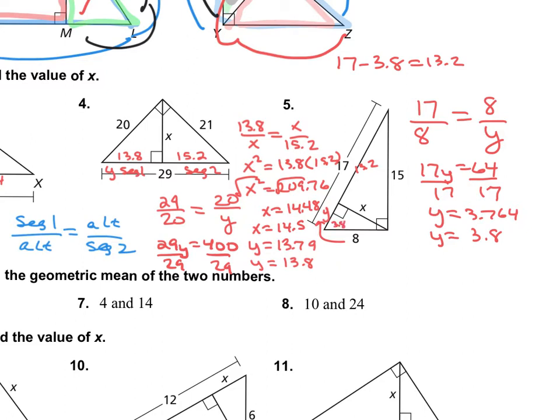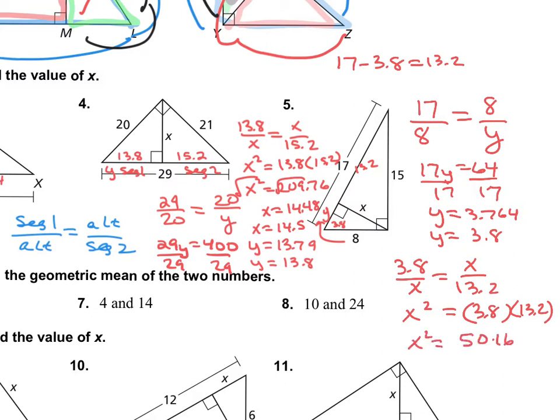So now again, I'm going to do the same proportion. I'm going to do segment 1 over altitude, altitude over segment 2. 3.8 times 13.2. And I get 50.16. Square root it. And you get 7.08. I'm going to round it to 7.1.